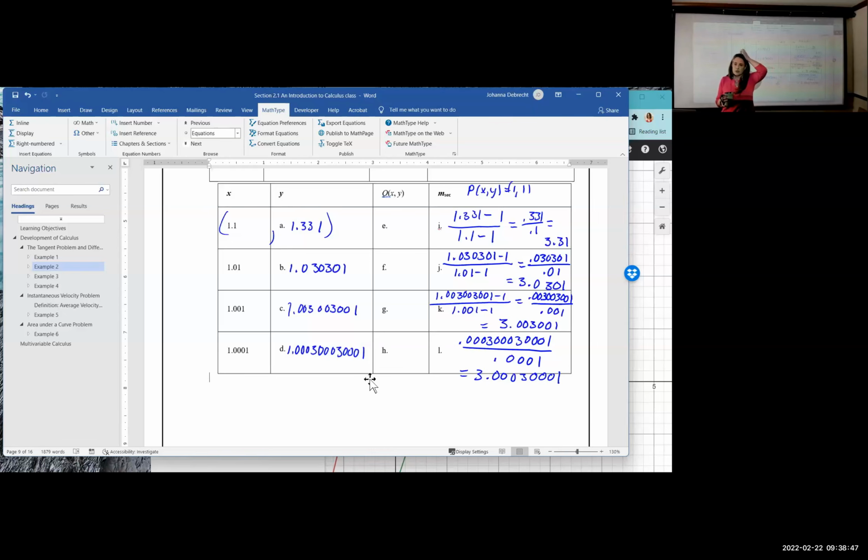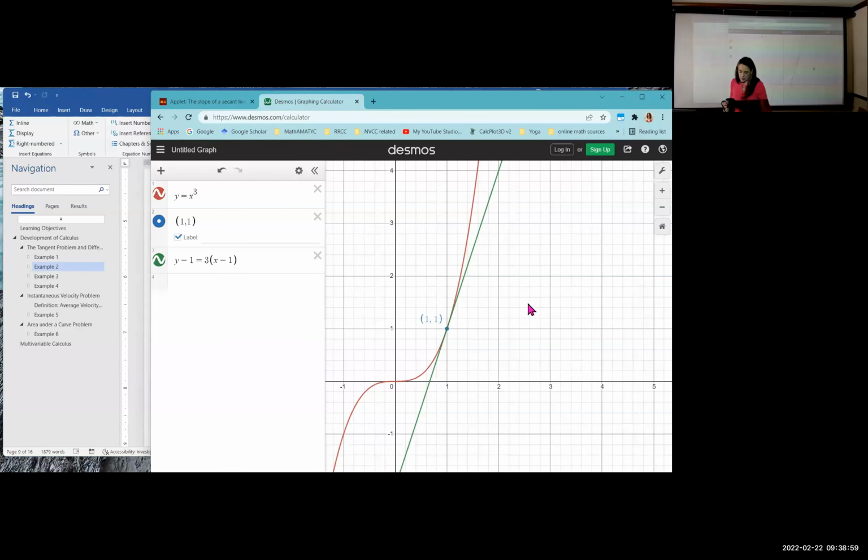What is it getting close to? All right. What does the value look like it's approaching? 3. And 3 is the slope of which graph? The tangent line. Okay. The 3 is the slope of the tangent line, this graph in green that you see here.